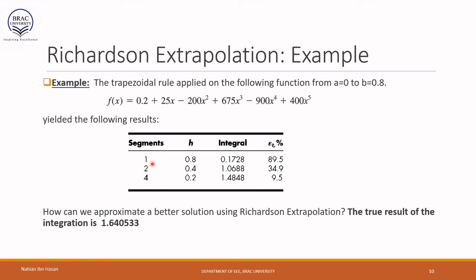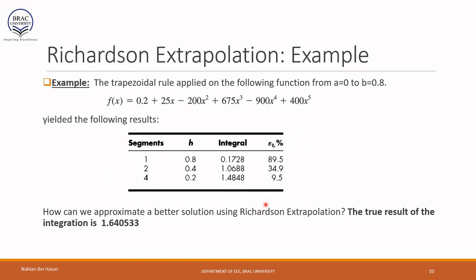Okay, for each of these segments, let's say I have one segment, then the value of h should be 0.8. If I have two segments, then h should be 0.4, that means 0.8 minus 0 divided by 2. Similarly, if I have 4 segments, I will have h to be 0.2. So for each of these segments and step sizes, I will have the integral value like this. These are the results of this integration, and for each of those cases I have the errors specified. So these are the preliminary results.